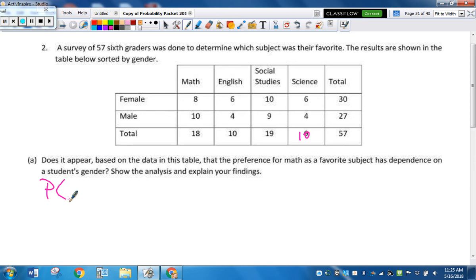Total students who actually like math is 18 out of 57. Okay. So you're going to go probability of liking math equals what? 0.3158. Okay, but what are you comparing it to? You know what I'm saying? Okay, help him out. Total. Help him out. Anybody? Really, no one? Chris? Probability of liking math is equal to the probability of liking math given boy, or given male, or given female.